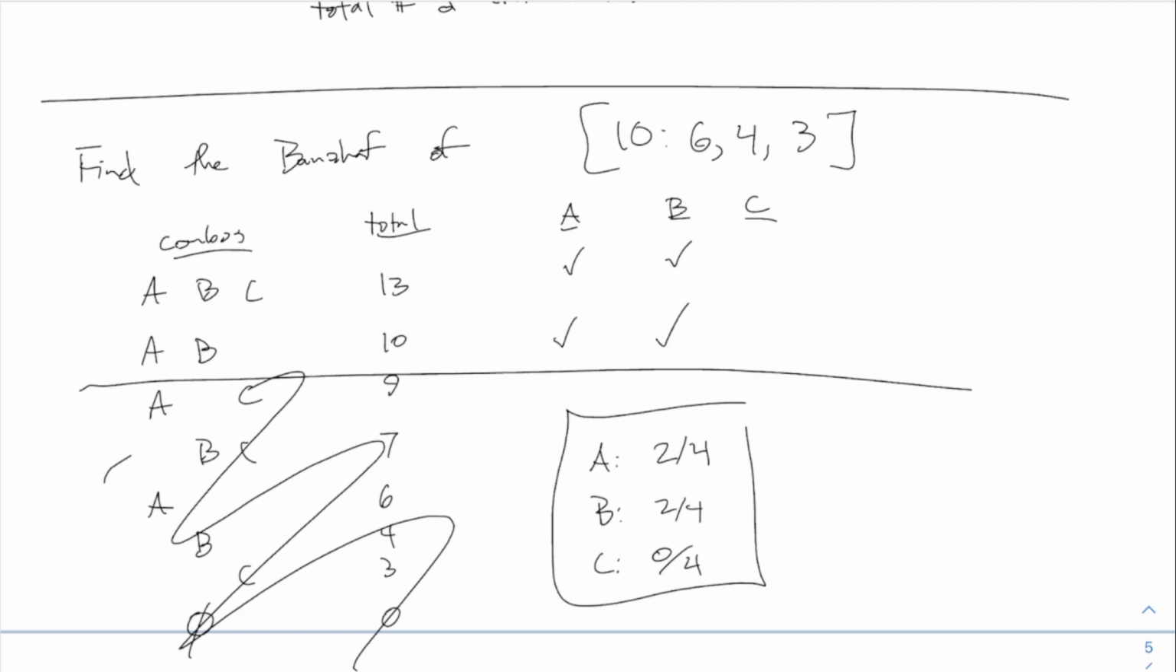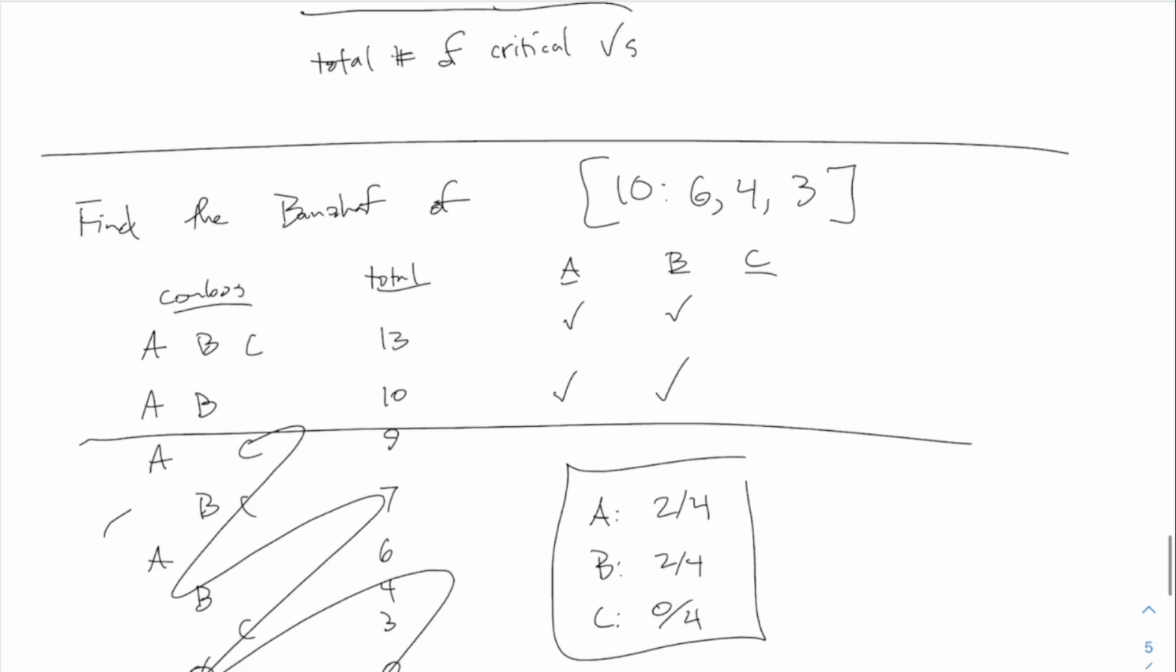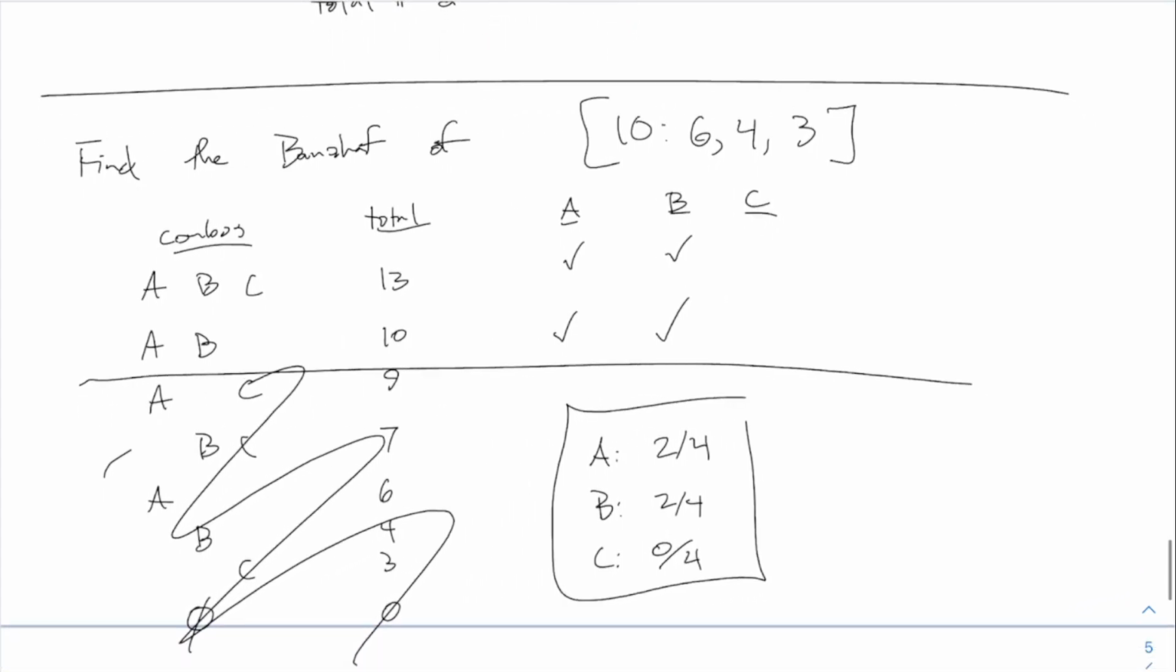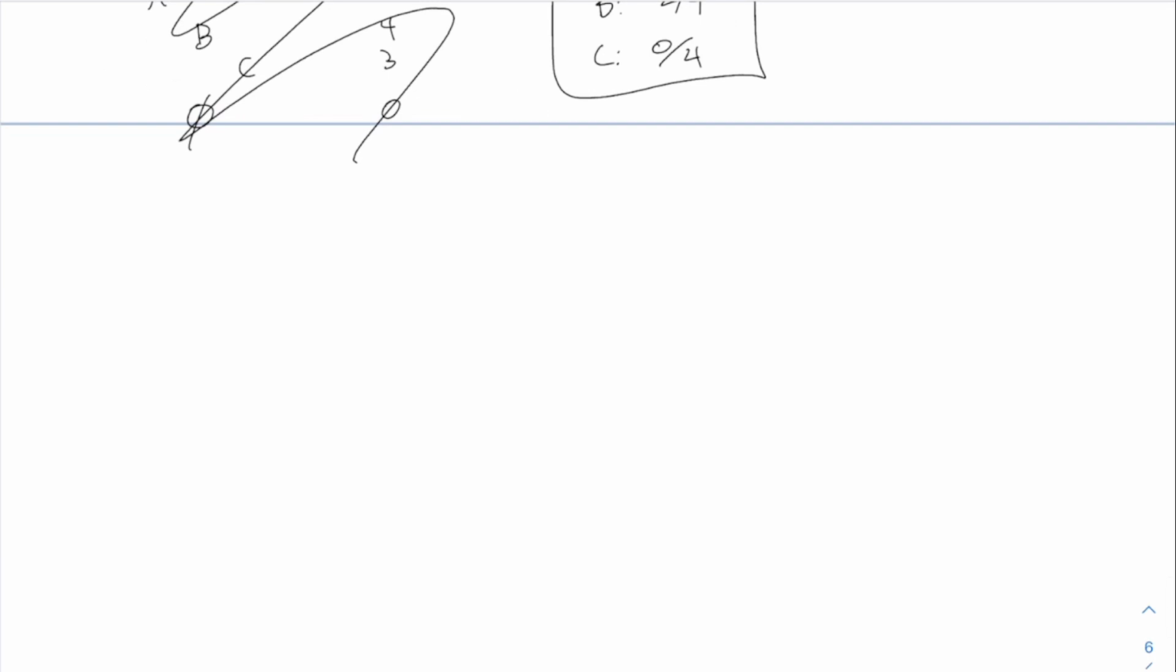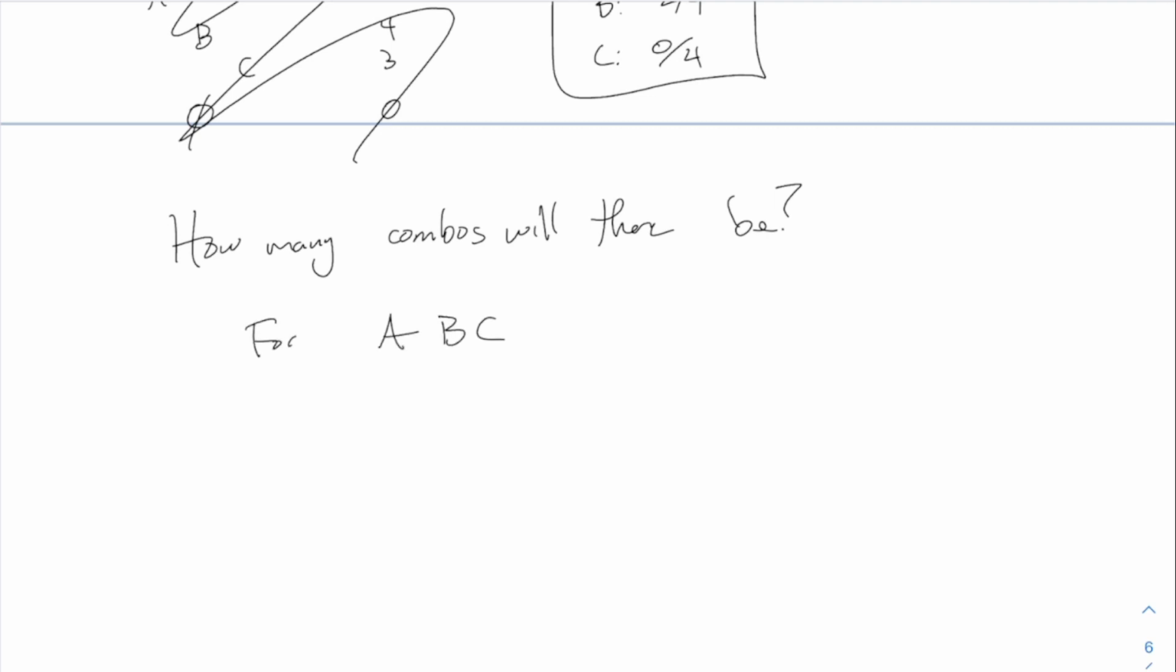Let's talk a little bit about the combinations. I would like to talk about how many combinations there will be. In the case of 3 voters, A, B, C, if you list the entire list, you will notice there are 8 of them here. So I want to think about how exactly you would know how many combinations to expect. How many combos will there be? Can I just say for A, B, C, there's 8, right?